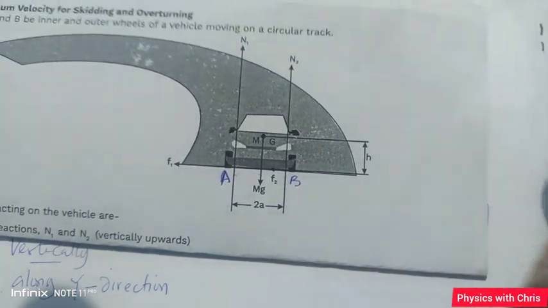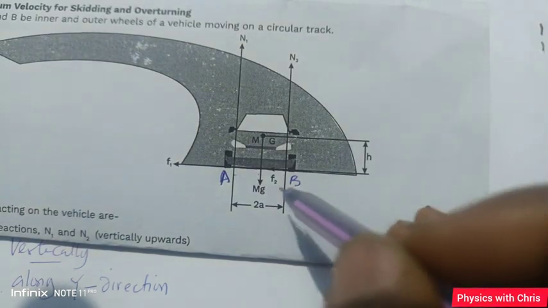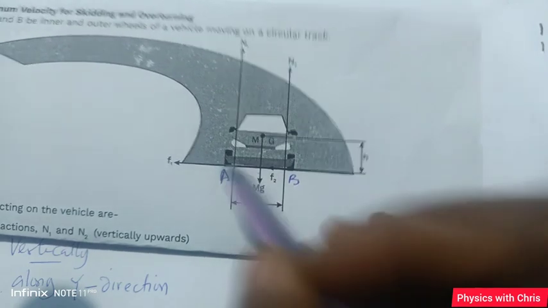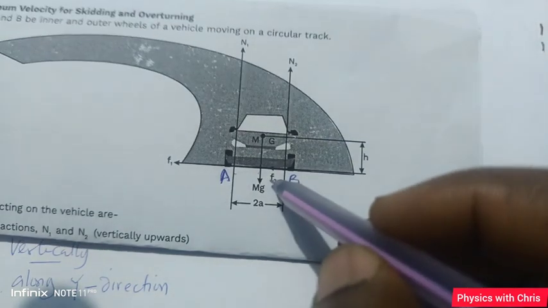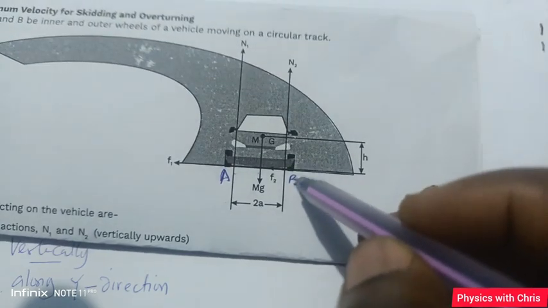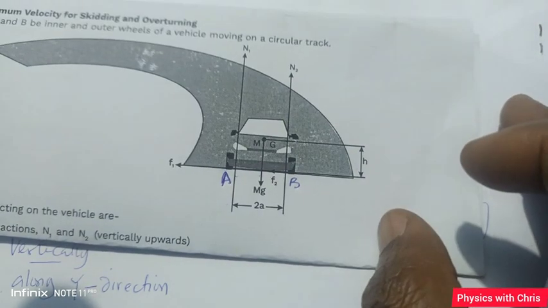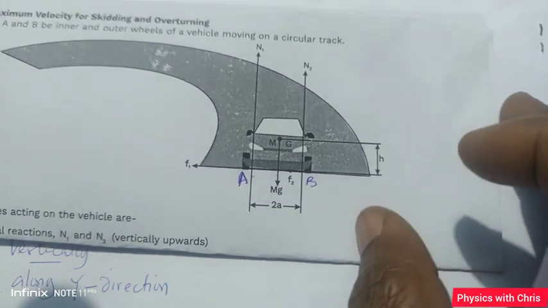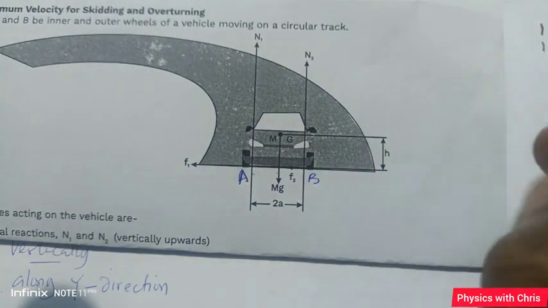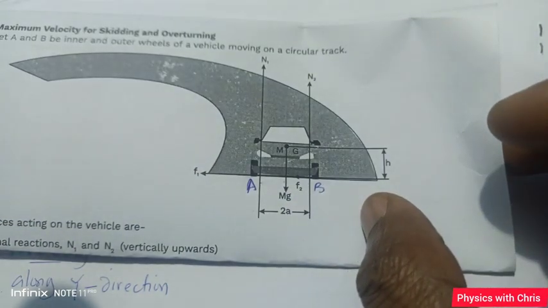Now there are frictional forces acting on the two wheels. The first one is F1 acting at the inner wheel, that is the frictional force between the inner wheel and the ground or the road. Then F2 is the frictional force acting between the outer wheel and the ground or the road. So these are the forces acting, and we are going to use this to try to establish the formula for the maximum velocity of a car, in order for it not to overturn or to skid.